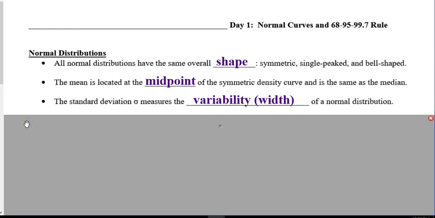Standard deviation, here's the symbol for it, measures the variability, or width, of a normal distribution. You won't be tested on the name, but this symbol is sigma. Okay? So standard deviation, sigma, measures the variability or the width of a normal distribution.